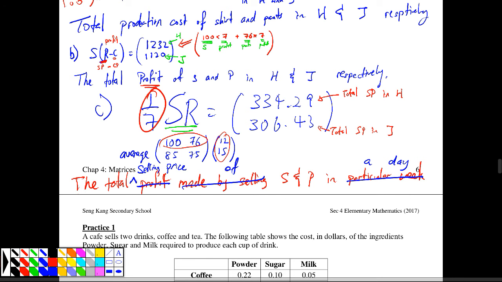Because is this Monday sales? Is this everyday sales? I add everything and divide by 7, so it's just the average. So maybe weekend sells more, weekday sells less.